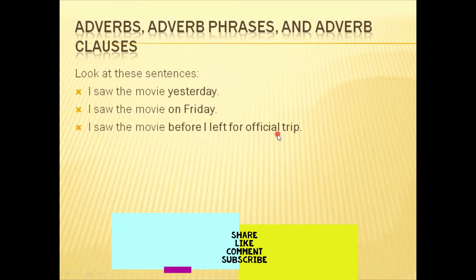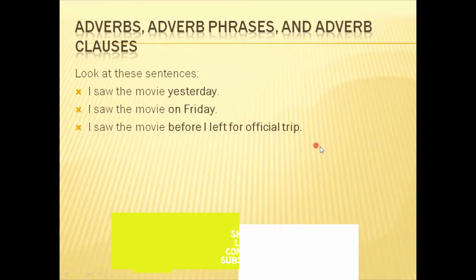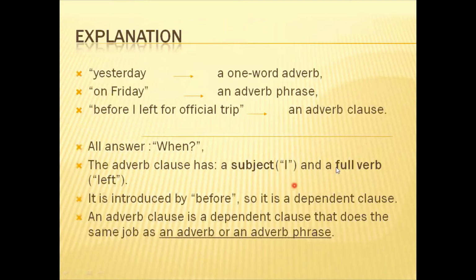So now, what is the clause? It has the subject plus verb combination, and it can be a dependent clause or an independent clause. If you observe carefully, yesterday is a one word adverb, on Friday is an adverb phrase, and before I left for the official trip is an adverbial clause. All of these answer the question when. The adverb clause has a subject I and a full verb left in this sentence.